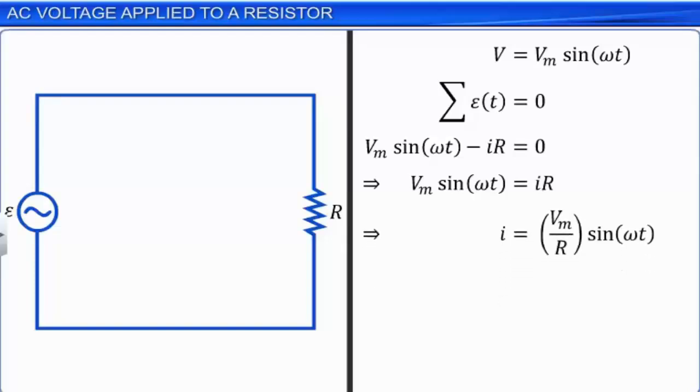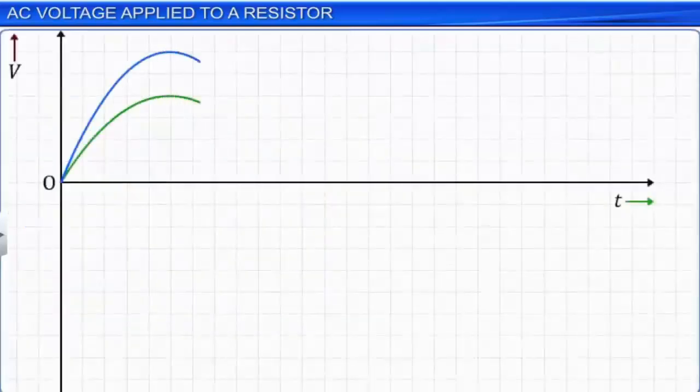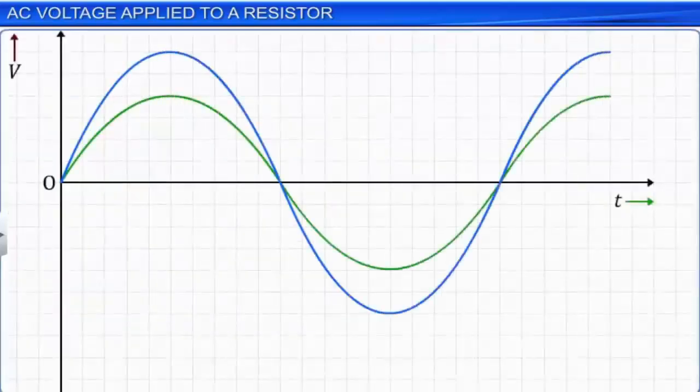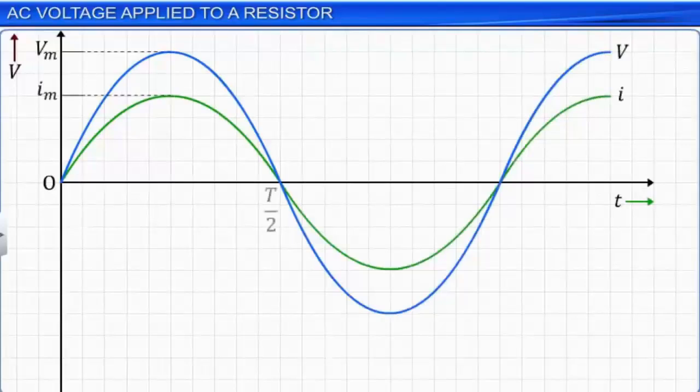As the magnitude of the resistance of the resistor R is a constant, the equation is simplified to I = Im sin ωt. Here, Im is the amplitude of the current, denoted by the fraction Vm/R. The graph of the current passing through the resistor and the potential difference across it against time is as shown.